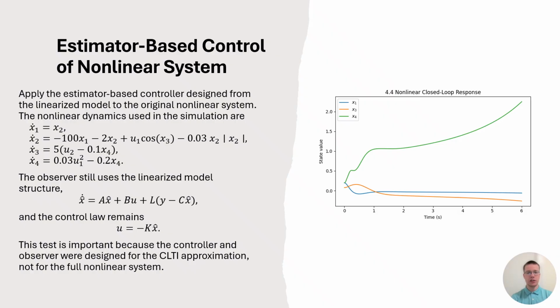Here you can see the estimator-based control of the nonlinear system. Here, that estimator-based controller designed from the linearized model on the previous slide was applied to the original nonlinear system, as you can see here. The observer still uses that same linearized model structure, and the same control law remains here. And here you can see that figure of the closed loop response.